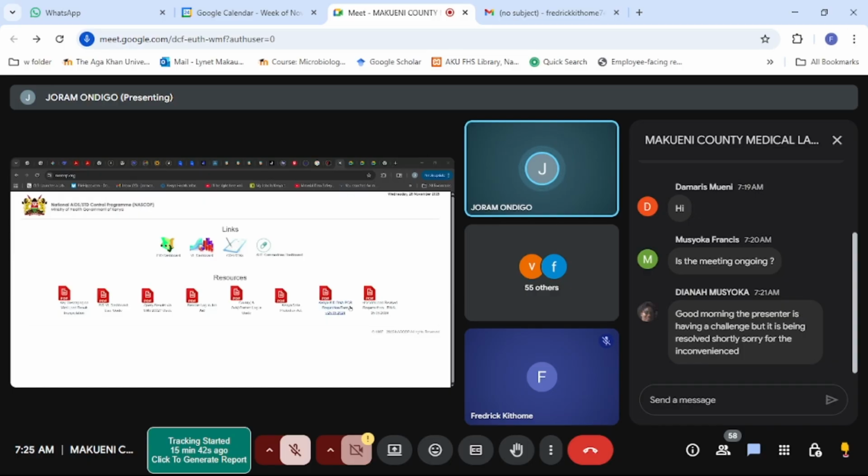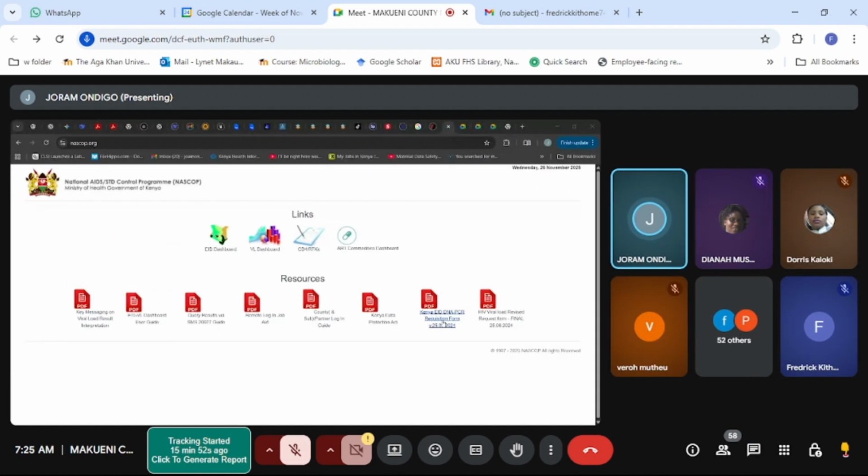Then Kenya EID DNA PCR requisition form. For the facilities, for the staff who are collecting EID, this is the form to use. You just come here and click on this and you get that form. And then, of course, the viral load request form. They are saying it's the latest, but I think there are a few edits that need to be made for this form. So this is just the material that you need to get.